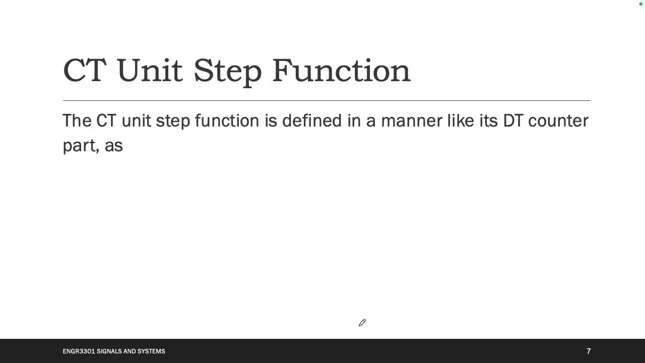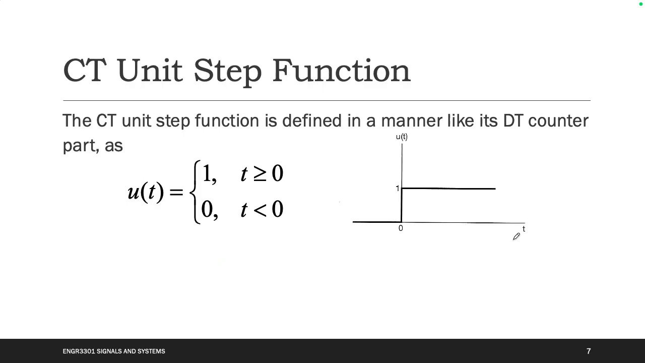Okay. Let's talk about the CT unit step function. The CT unit step function is defined in a manner like its DT counterpart, as this one. Yeah, when t is greater than or equal to 0, it will be 1. Otherwise, it will be 0. Yeah, this is the DT unit step function. And then this is CT, this is DT. You can compare. It's just like one is t and one is n. Am I right? Yeah.